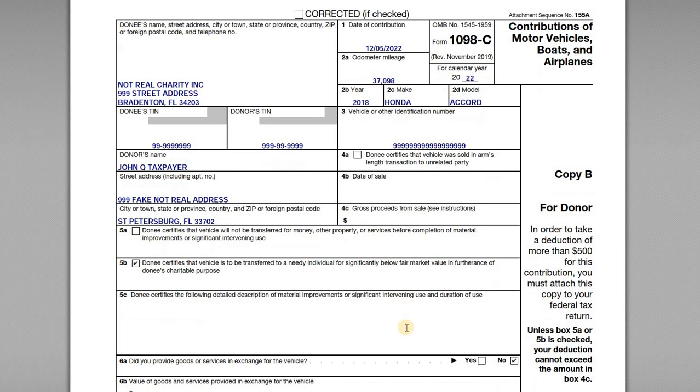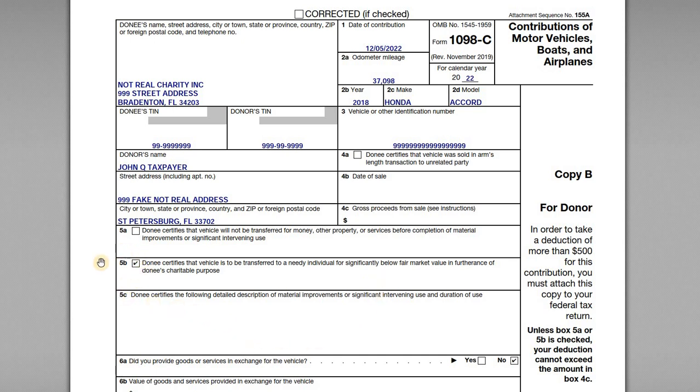Now, as far as the rest of these fields, remember, if you have a vehicle that's donated to a charity and then they sell it, they would also report the sale information if it was done at an arm's length transaction, right? So they would have date of sale, gross proceeds. But in this scenario, we're not reporting the sale information because John is not going to be using the sale price information to claim his deduction. He's going to be using the FMV.